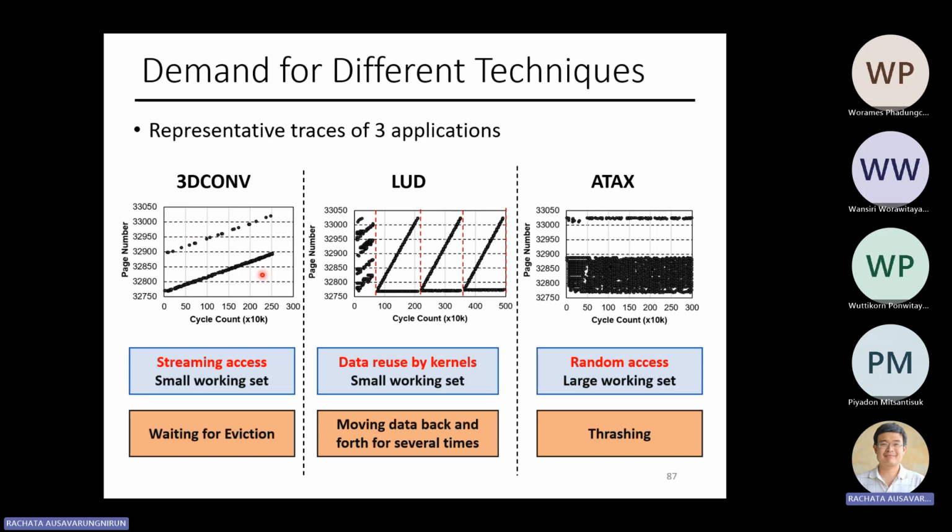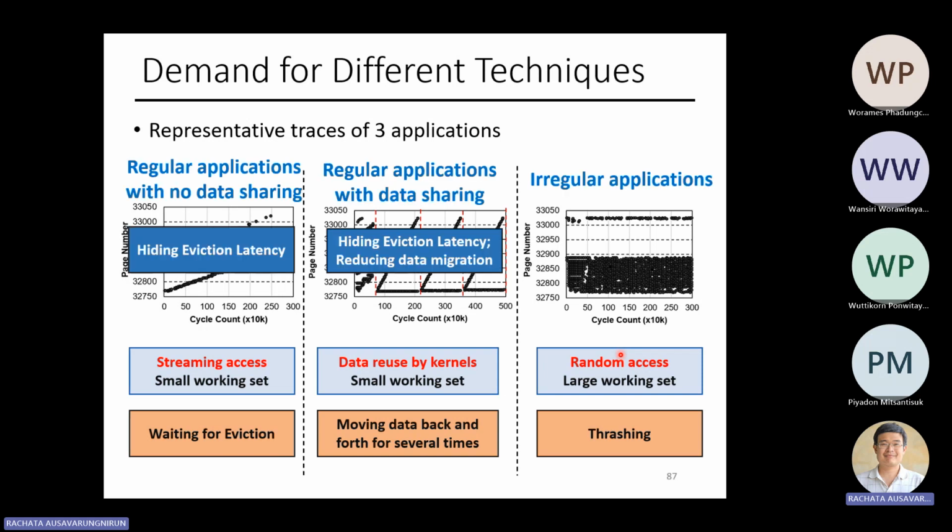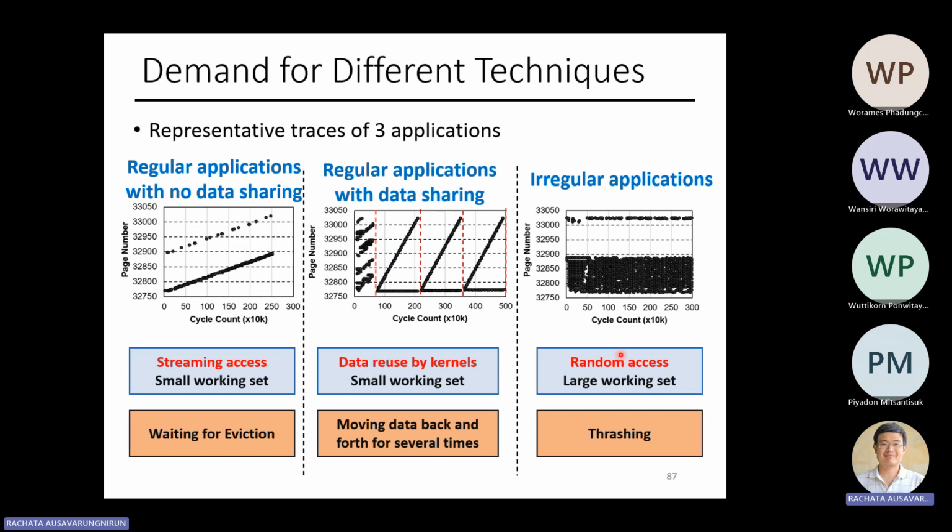So you need to move data back and forth several times because the data here is being used again in cycle 200 and in cycle 350. And you have graph applications doing something like this. I have a large working set that touches a bunch of addresses, no trend at all. So you end up thrashing, right? There's not enough room in your GPU memory. With this, we define them as regular applications with and without data sharing, and irregular applications.